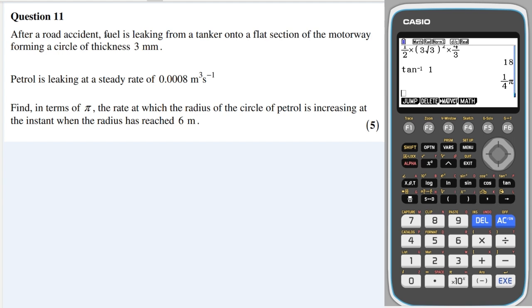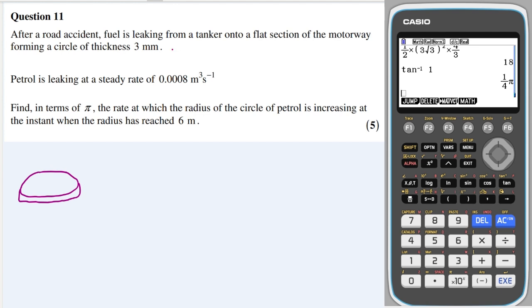Okay, we've got a road accident. Fuel is leaking from a tanker onto a flat section of motorway, forming a circle of thickness 3 millimeters. So we're going to have almost like a cylinder essentially, which has a thickness of 3 millimeters, and we've got meters here, so we have to convert this into meters.